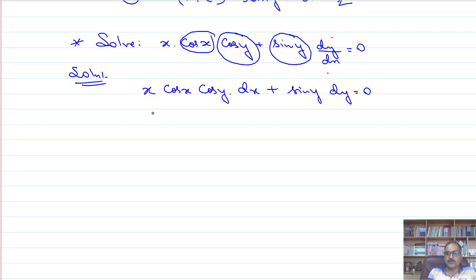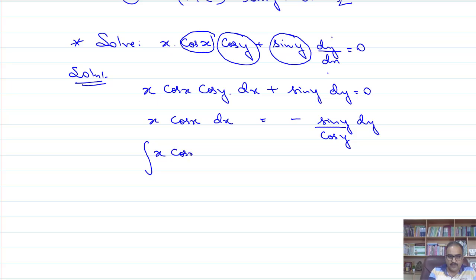अब मुझे वेरिएबल सेपरेबल की प्रॉपर्टी अप्लाई करनी है, मतलब x वाला एक साइड पे y वाला एक साइड पे करना है. So that means x cos x dx is equal to minus sin y dy. यहाँ पे cos y था वो मैं नीचे लेके चल जाऊंगा, डिवाइड कर दूंगा cos. Okay, now we have to integrate both sides. So integral of x cos x dx is equal to minus integral sin y over cos y dy.